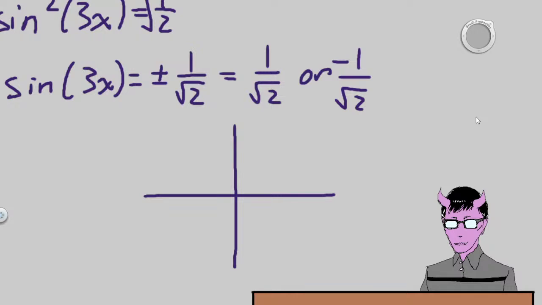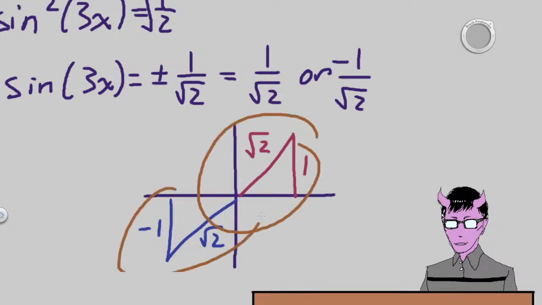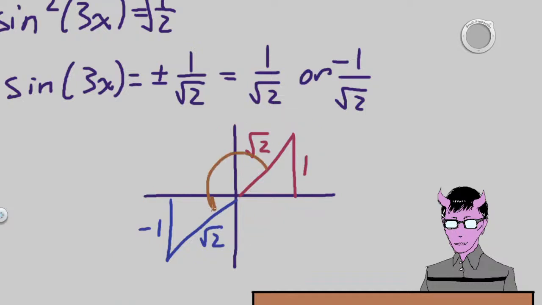Do we need to color code again? I think we do. So the red scenario is going to be positive 1 opposite over root 2 hypotenuse. Blue scenario, it's going to be negative 1 opposite over root 2 hypotenuse. Okay, so we don't need two separate scenarios. We can encapsulate both of these scenarios by adding half circle iterations.